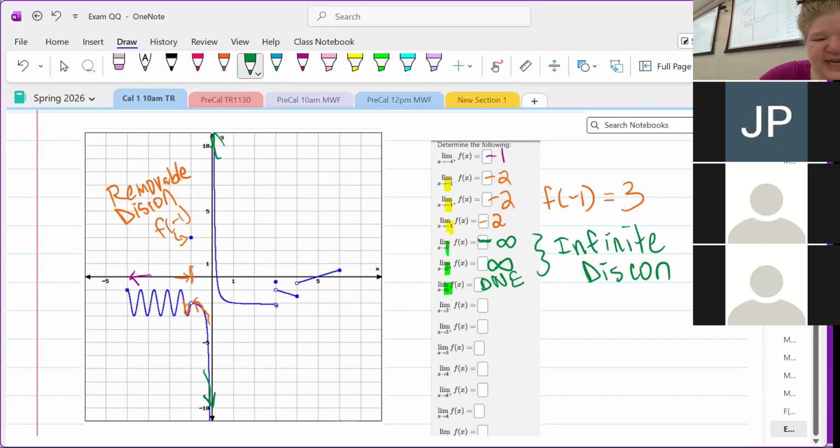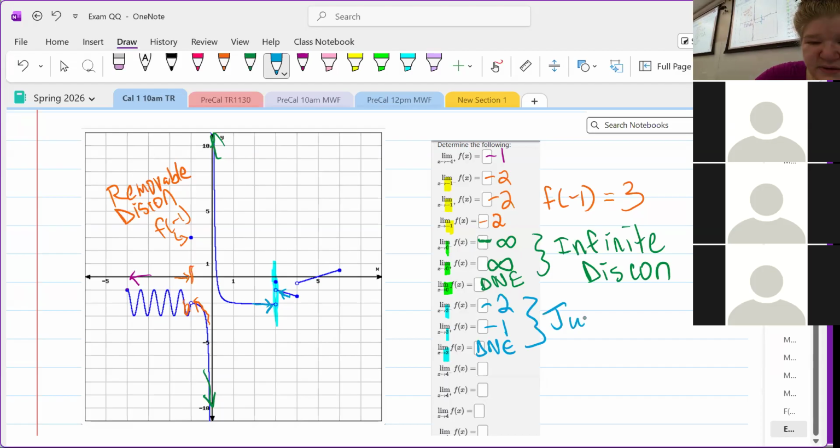Usually we reserve the jump discontinuities for what's going to happen here at 3. So as we're approaching 3 from the left, our function value is -2. 3 from the right, we're approaching -1. So the limit as x approaches 3 does not exist. But that is creating a jump discontinuity because the left and the right are doing different things.